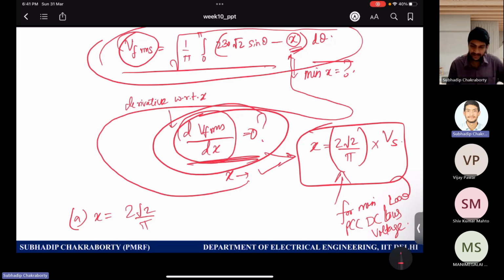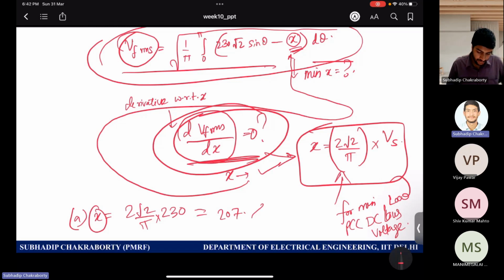Now you put that x and find VF RMS. First determine x, because this is the minimum DC link, DC load point voltage, which is into 230. What is the answer coming? Anyone calculate and tell me. What is the answer? It is easy, right? Please be interactive. Please solve with me. It is helpful for both the assignments as well as for the exam. 207. So this is the minimum load side DC voltage using this concept.